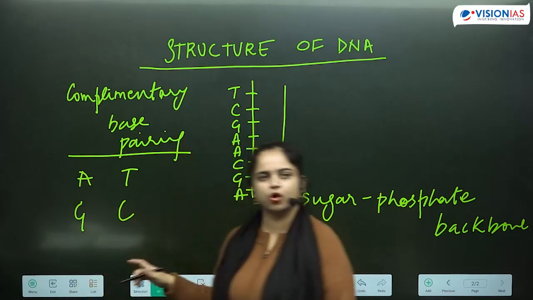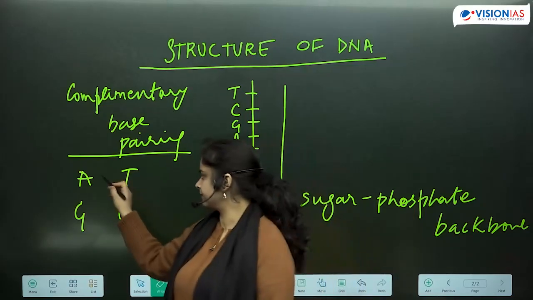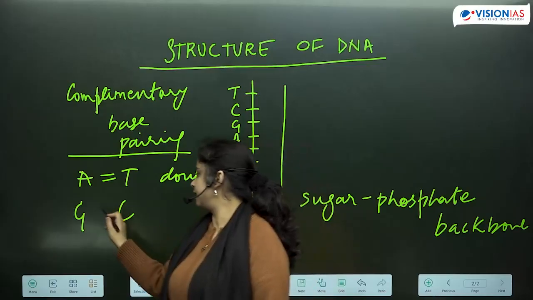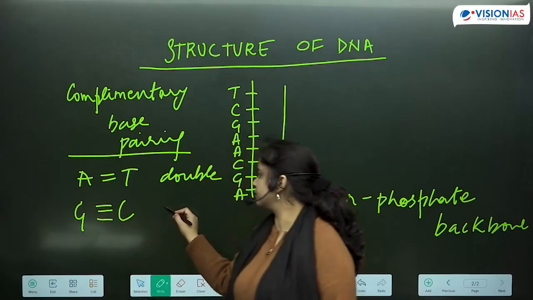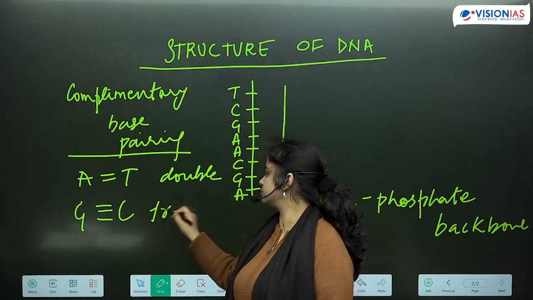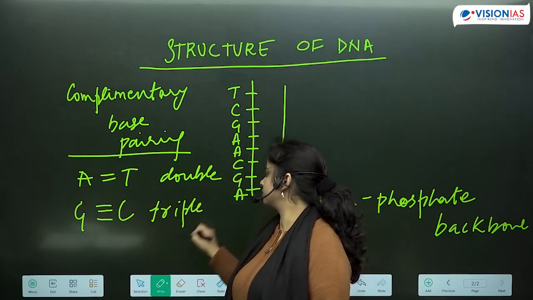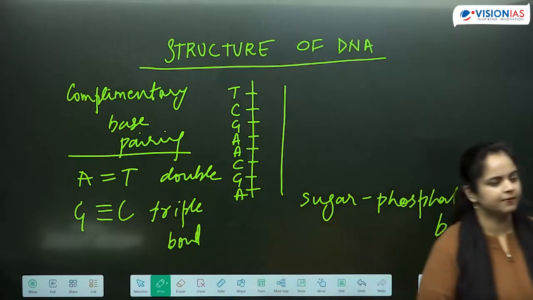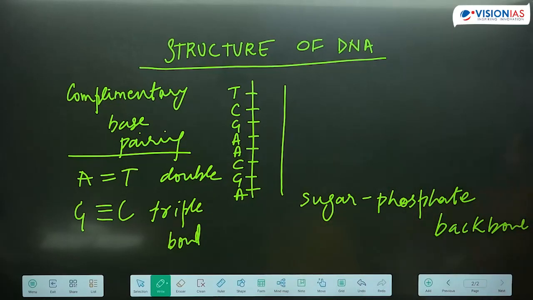Adenine will join only to thymine. There is a double bond between them. And guanine will only join to cytosine, and this happens through a triple bond. This relationship is fixed. It's complementary, and it's always going to be like that.